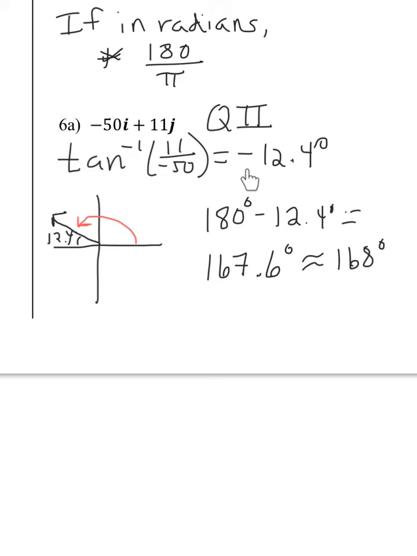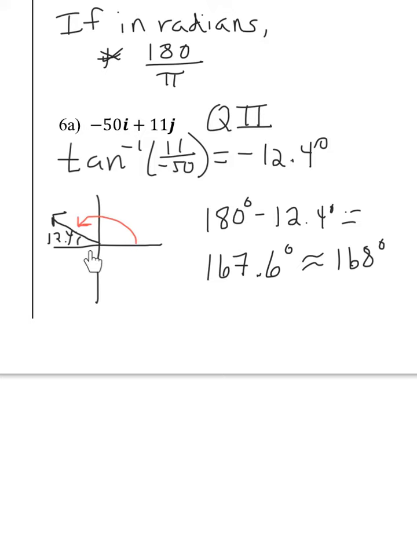equals, and we get out of the calculator a negative 12.4 degrees if your calculator is in degree mode. If it's not, then you have to do this conversion up here, don't forget. So make sure this is in degrees. Now, this is not your final answer. This is actually what we call a reference angle.